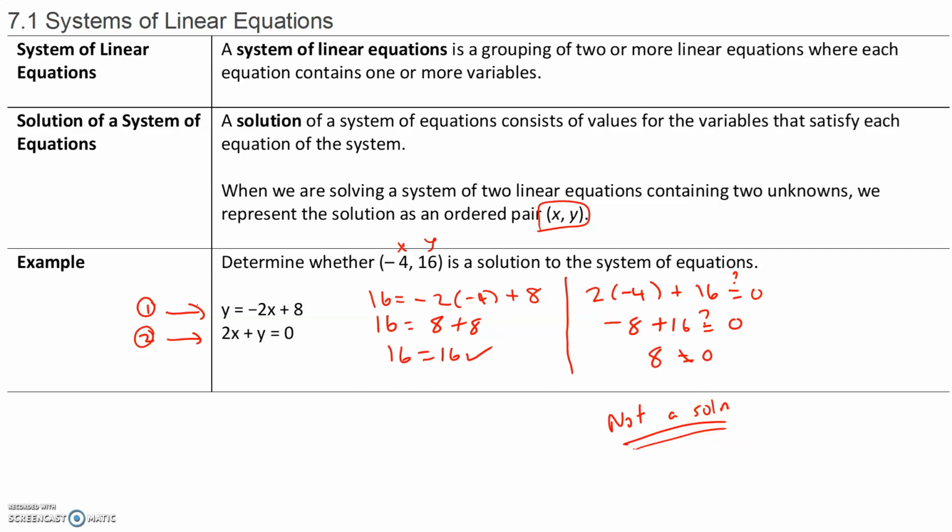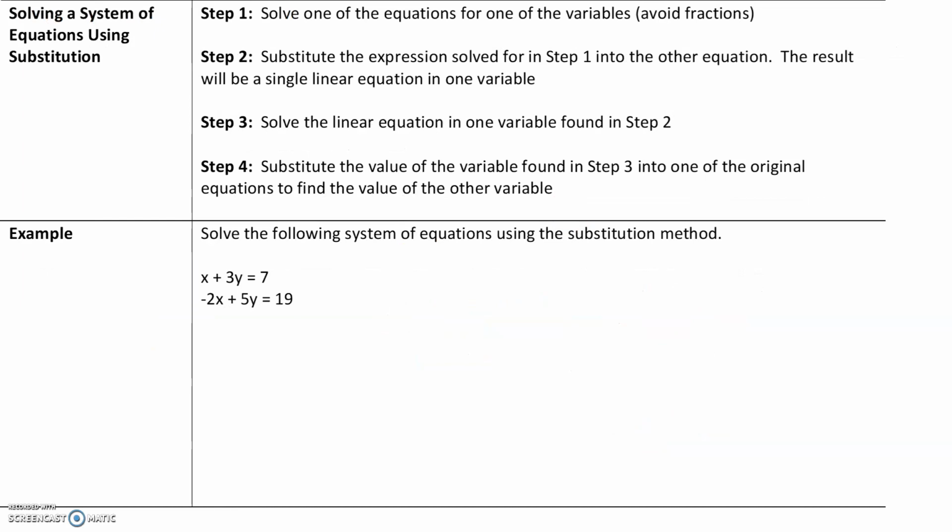So in this section, we will talk about how we determine the solution of these equations without just plugging in random points, hoping that one will work. So there are two different methods. The first method is called the substitution method. And we'll go over the steps as we look at the example. So example, solve the following system of equations using the substitution method.